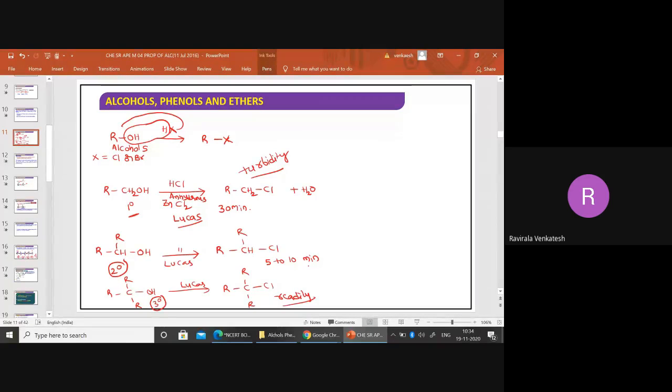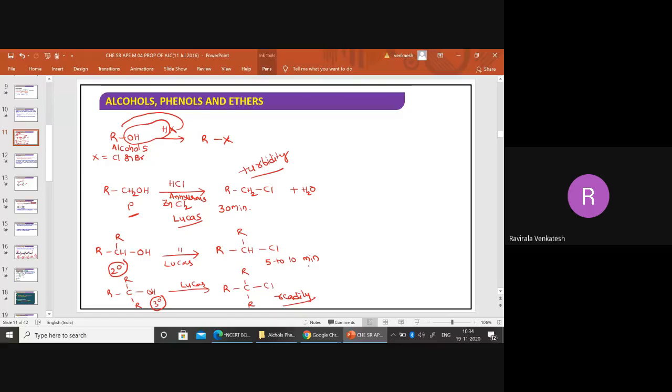If I give you some alcohol, tell me which is tertiary, secondary, primary. How do you distinguish that one? By using Lucas reagent. Somebody adds Lucas reagent, immediately gets turbidity. You can say that is tertiary alcohol. If somebody heats it and gets turbidity after 5 minutes, you can say it is secondary alcohol. If nothing is obtained, but on heating, after some time, after 30 minutes he gets it, you can say it is primary.